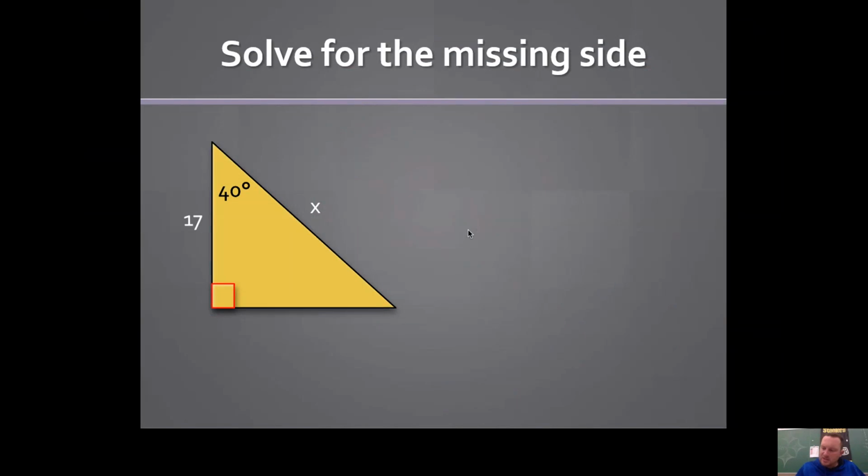This video is for section 7.6. It's on sine and cosine ratios. So last section we talked about tangent, where we could find the length of a leg if we had a leg and an acute angle.